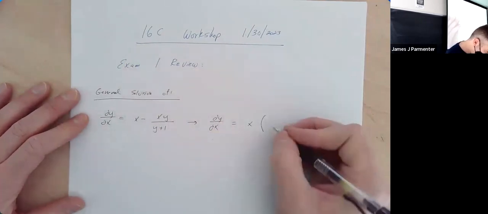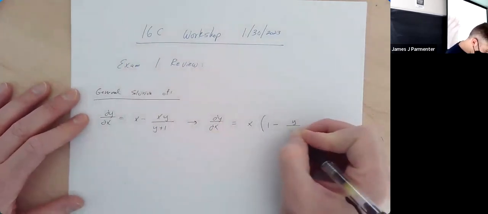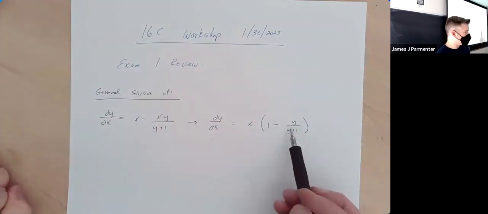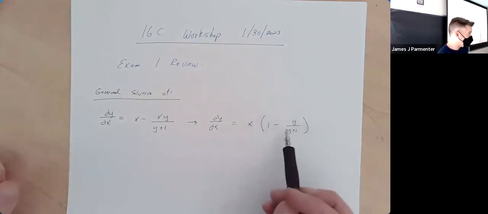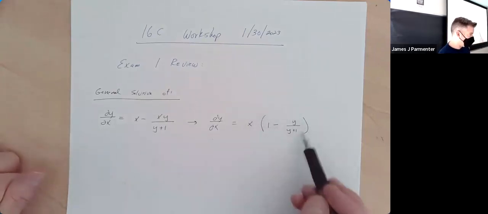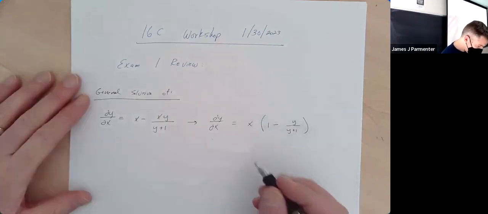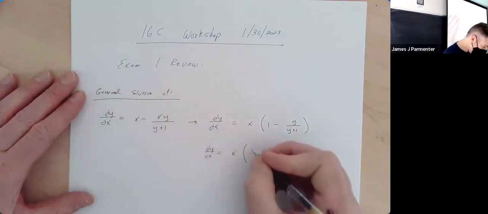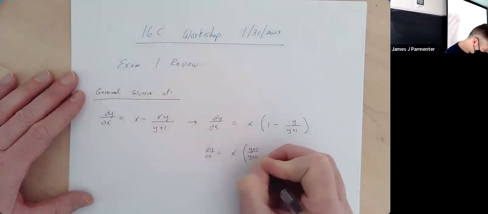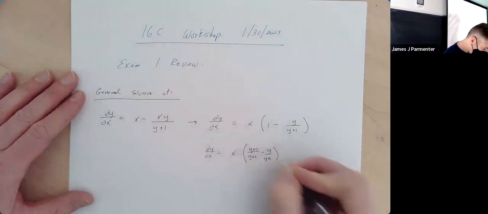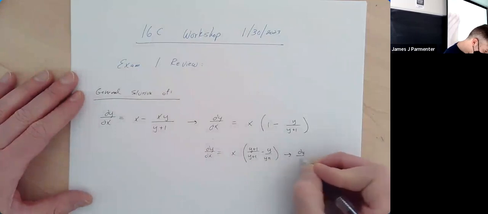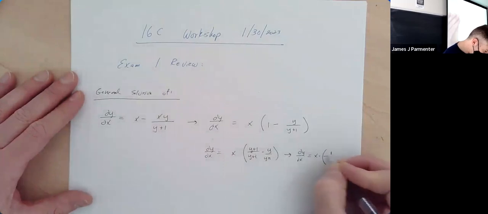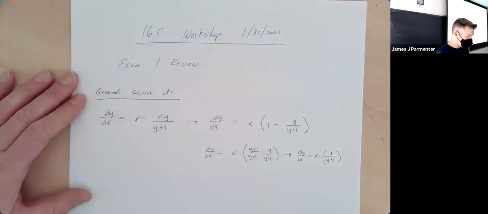I'm left with 1 minus y over y plus 1. And before I separate this, I don't want to try integrating 1 over 1 minus y over y plus 1. That seems silly. I should try and simplify that. I can get a common denominator here. So dy dx is equal to x times (y plus 1 over y plus 1 minus y over y plus 1). Or if you prefer, dy dx equals x times (y plus 1 minus y is just 1) over y plus 1. Well, that's going to work out pretty nice.